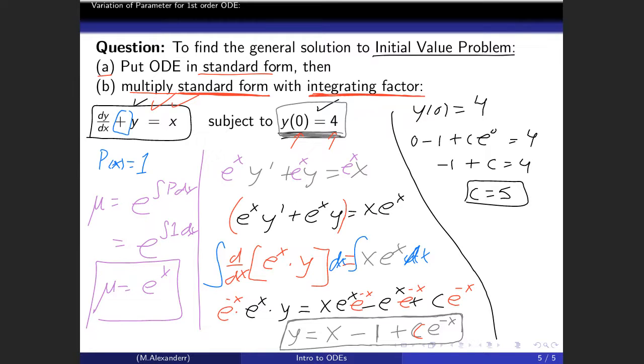So what does that mean? We don't just care about the number c, we care about the function. Okay? We care about the function that satisfies the differential equation and also the initial condition. So that means that we are going to update our function one more time. And so the function that we found is x minus 1 plus 5 e to the negative x. All right, so this function in gold, this is our solution. x minus 1 plus 5 e to the negative x.